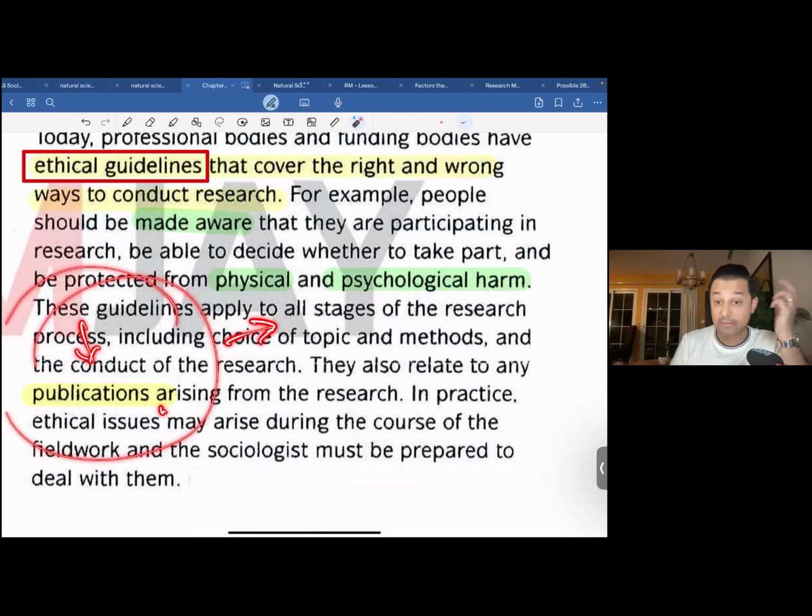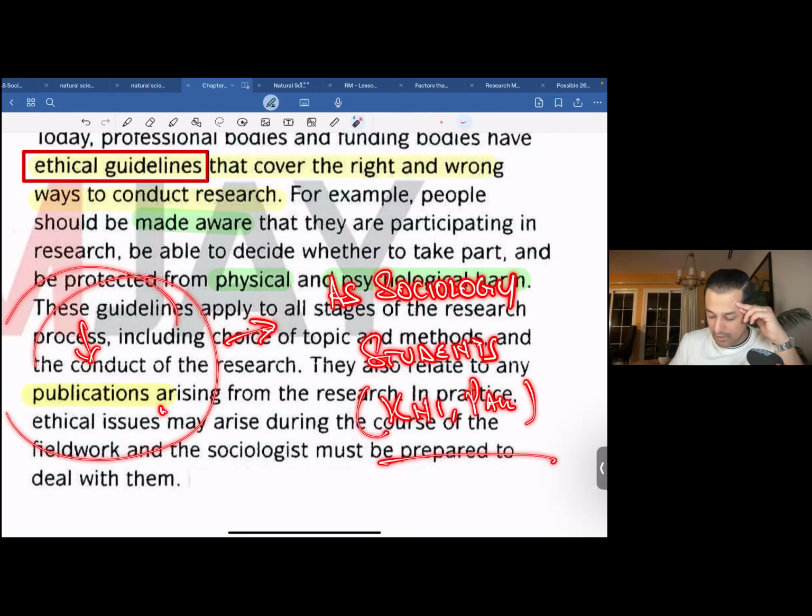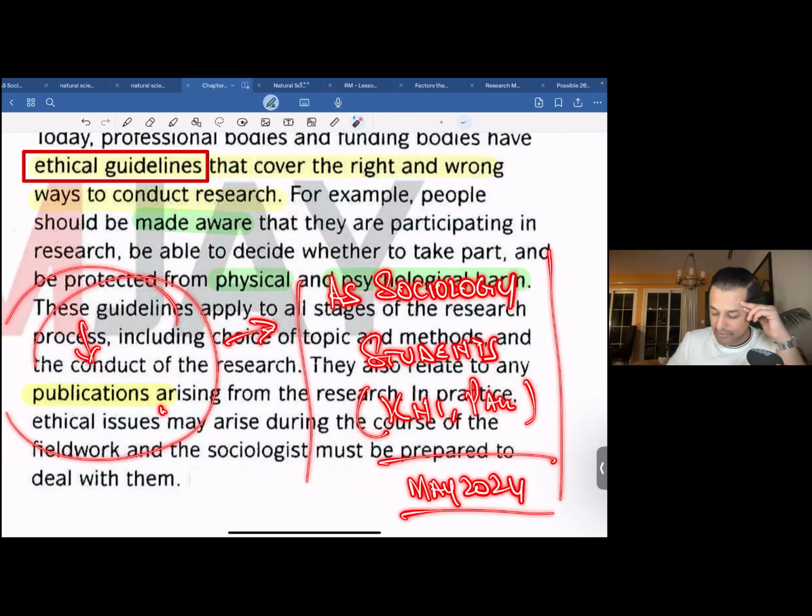For instance, like I had mentioned earlier, if I want to conduct a research on AS sociology students, I could just say AS sociology students from a particular city. Let's just say Karachi, Pakistan, that appeared for the paper in May 2024. Now, how do you think anyone would be able to trace who these participants were, right?